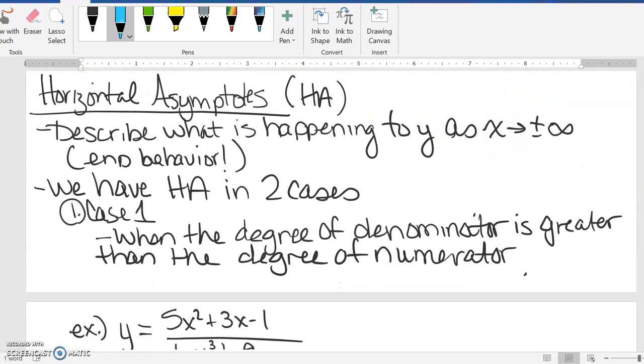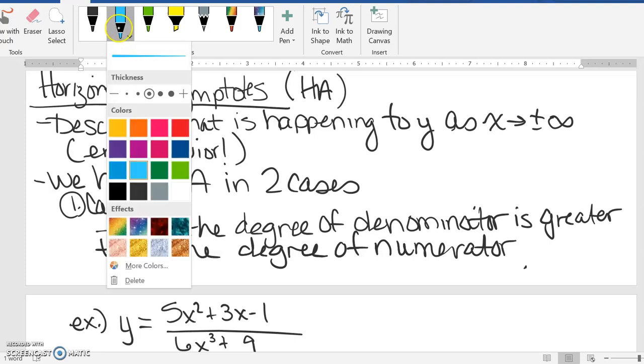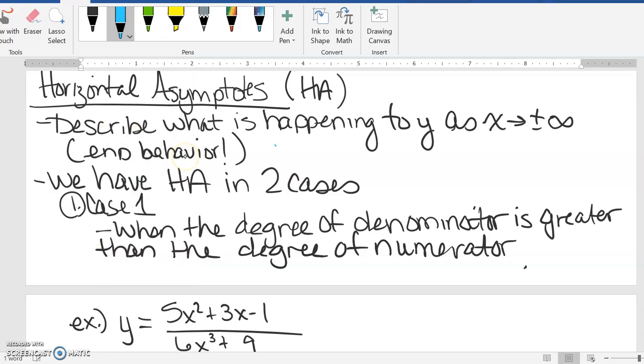So we can also have horizontal asymptotes. And what a horizontal asymptote does is something you've already learned. It actually describes what's happening to our graph as we approach both positive and negative infinity. So it's what you've been learning to do for a few months now. As x approaches positive infinity, y approaches, and then you would fill it in. So that's actually what we're doing here.